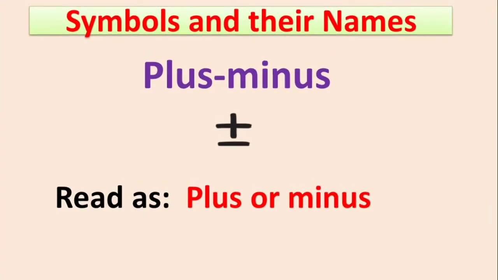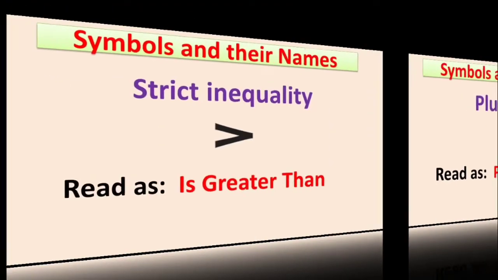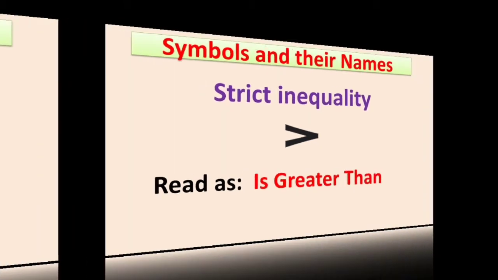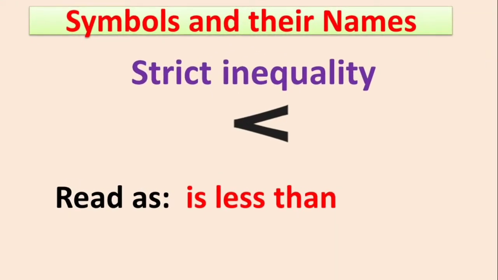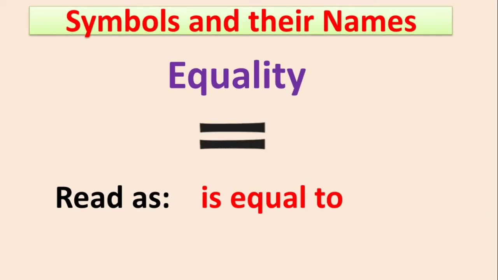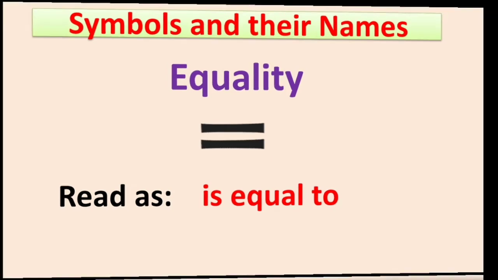The next symbol in this list is plus minus symbol. It is read as plus or minus. This next symbol is of strict inequality. This is read as is greater than. Similarly, this symbol is read as is less than. For example, 5 is less than 7. All of you watching this video know this symbol. This symbol is equality symbol and read as is equal to.